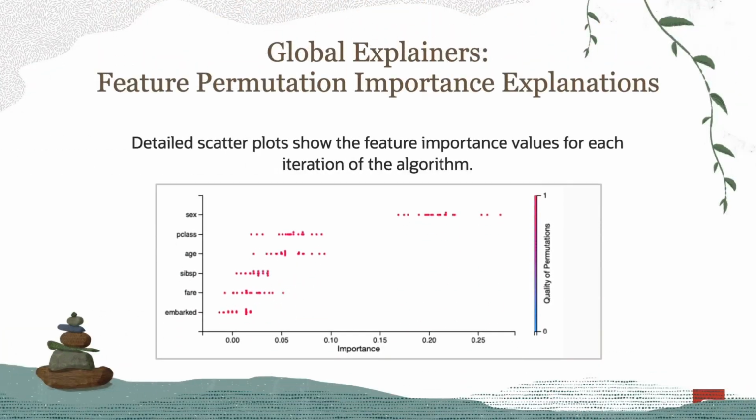Moving on to the detailed scatter plot, it shows the feature importance values for each iteration of the algorithm. The x-axis again here shows the impact that permuting a given feature had on the model prediction score. The y-axis shows the different features in the relative importance order.